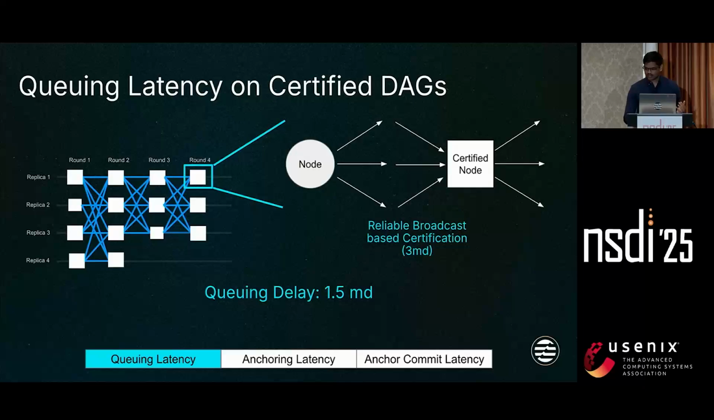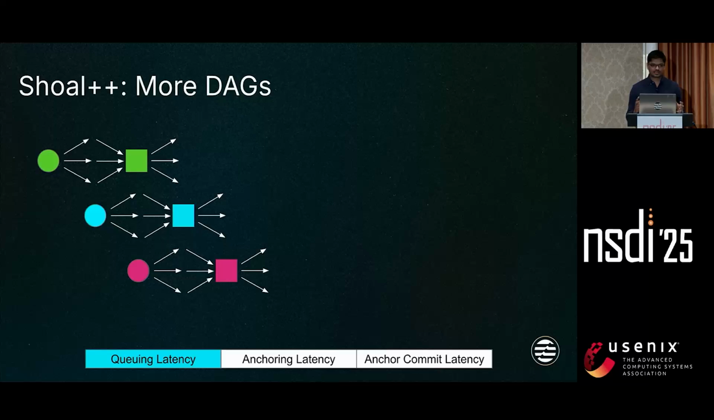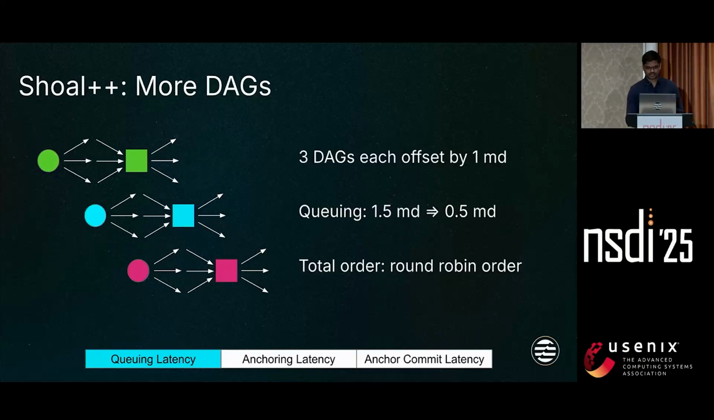Which brings us to our first optimization. Shoal++, more DAGs. Instead of running one single DAG instance, we run 3 DAG instances, each offset by 1 message delay. This means that instead of paying 1.5 message delays, transactions now only have to, on average, pay half a message delay, because there is a node that is created every 1 message delay.